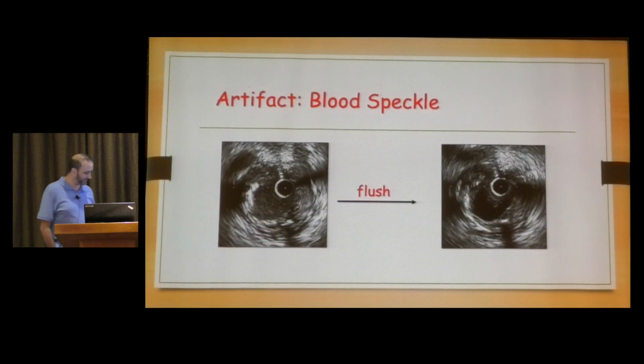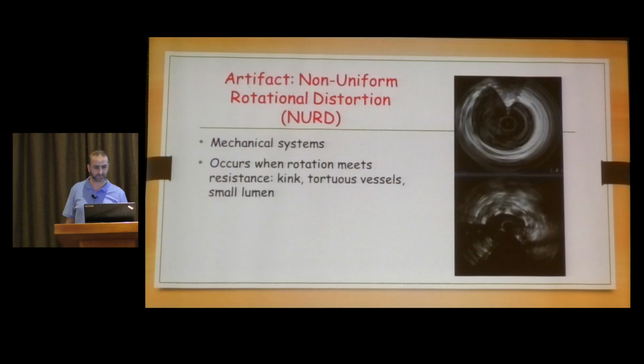Okay, I'm going to go quickly over some artifacts. This is a blood speckle here because there is stasis. This happens if there is slow flow, or if your catheter is obstructing flow and you're not having good flow. To get rid of that, you give some flush, a normal saline flush. You clean that up, and you can see the lumen of the blood vessel.